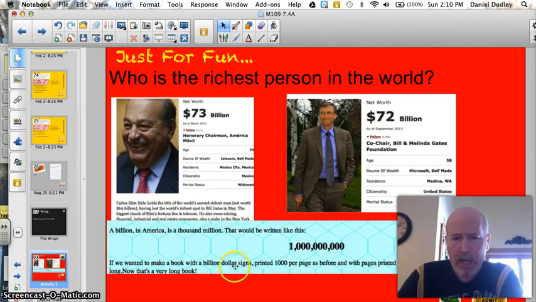So how about this one? If we wanted to make a book with $1 billion signs in it, and we printed 1,000 per page, as before, with the pages printed on both sides, our book would be 500,000 pages long. That's a long book. Wow.